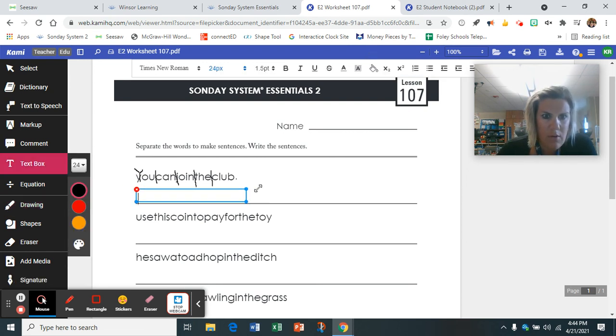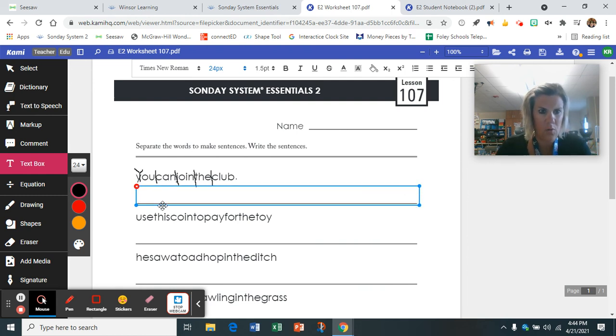All right, now I'm going to rewrite the sentence below. I'm going to start with my capital Y-O-U, space, can, C-A-N, space, join, J-O-I-N, space, the, that's T-H-E, club, C-L-U-B, and end with a period. I'm going to make sure that my writing is neat. I can see that capital at the beginning, the period at the end, and each of the spaces between the words. Also, after writing it, read it one more time to make sure that it makes sense. You can join the club. My sentence makes sense. I do believe it's correct. So now I can go on to the next sentence.